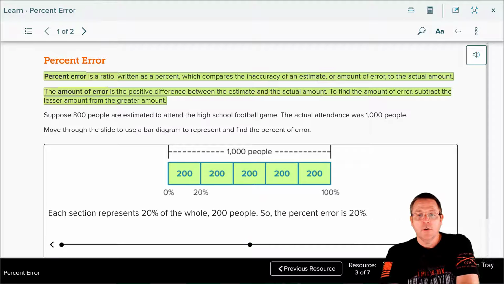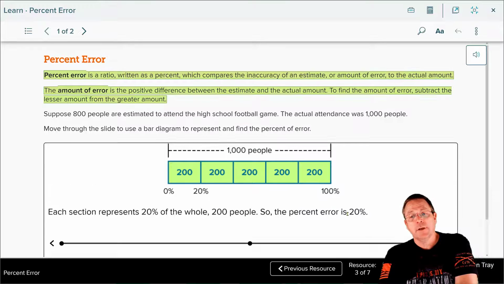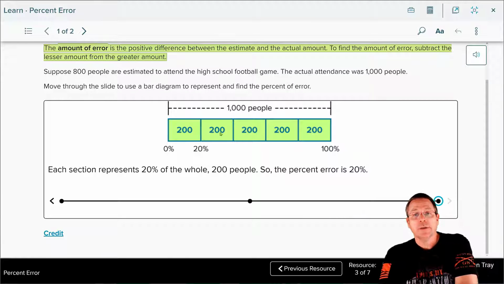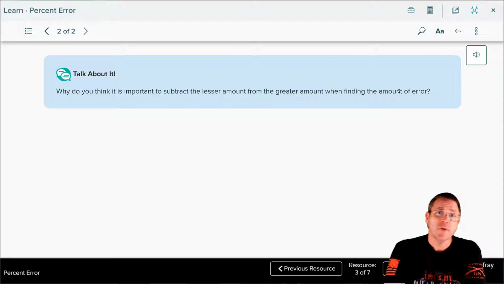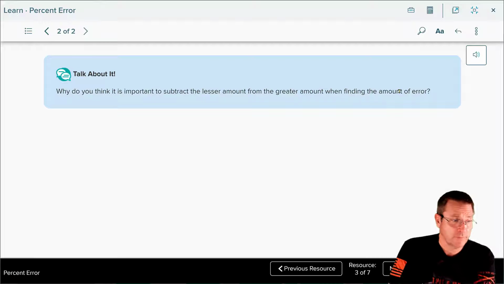Next, 200 people represents 20%. How much was the error going to be? That means the error is going to be 20%, because 800 people showed up, 80%, and 20% of the people did not show up. Why do you think it's important to subtract the lesser number from the greater number? Because if you don't, you're going to get a negative number.